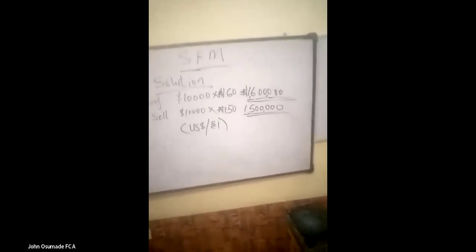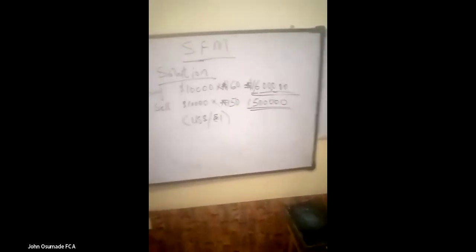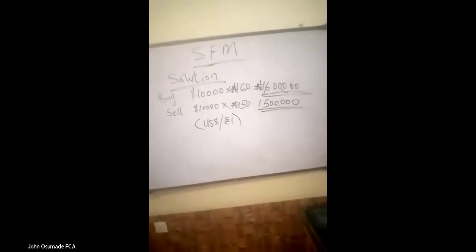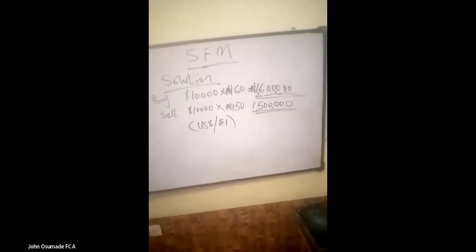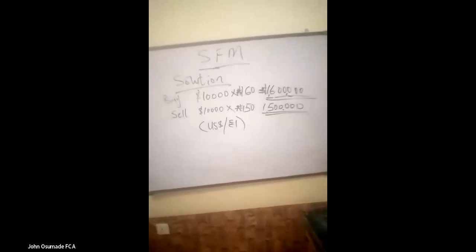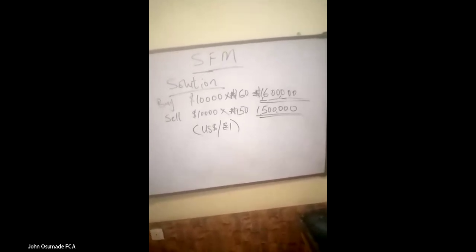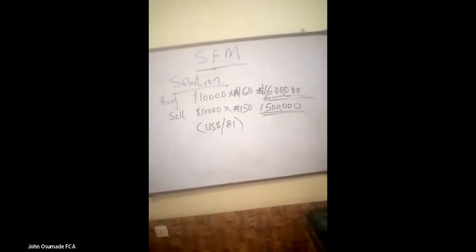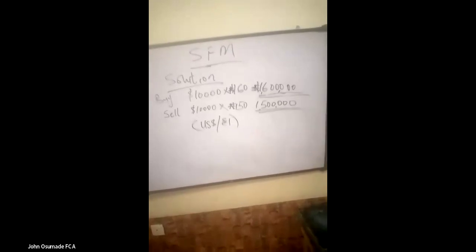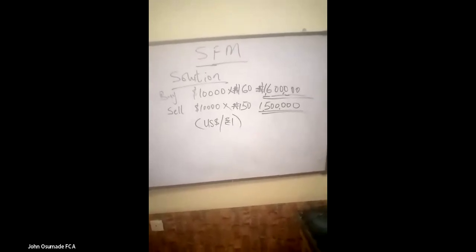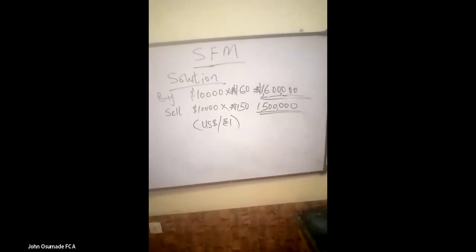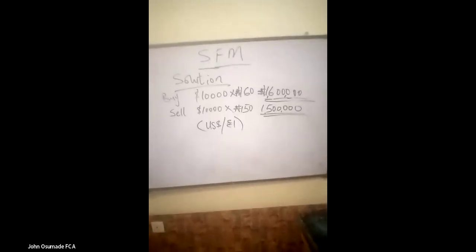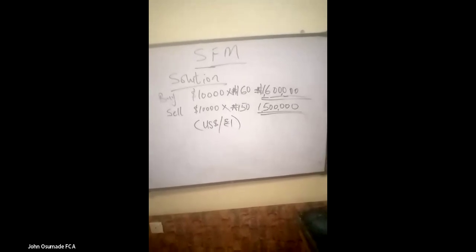1.6 million. Now let's assume that the company ends up selling back that dollar immediately or subsequently to the bank. The bank will bid at the lower rate, which is 150 Naira, and that will give us 1.5 million.